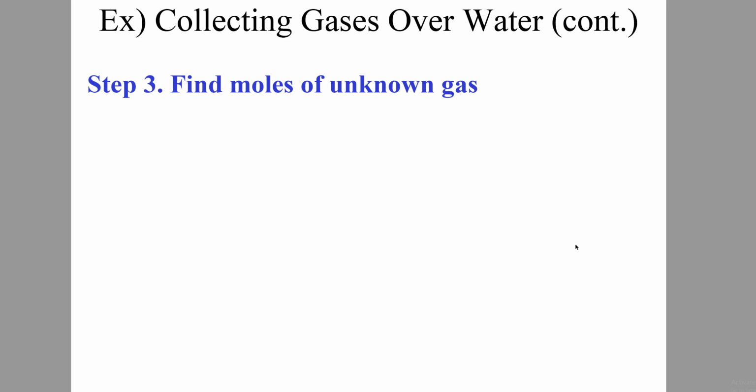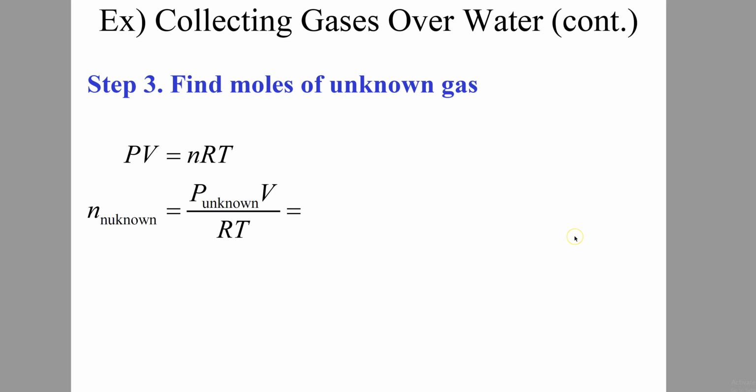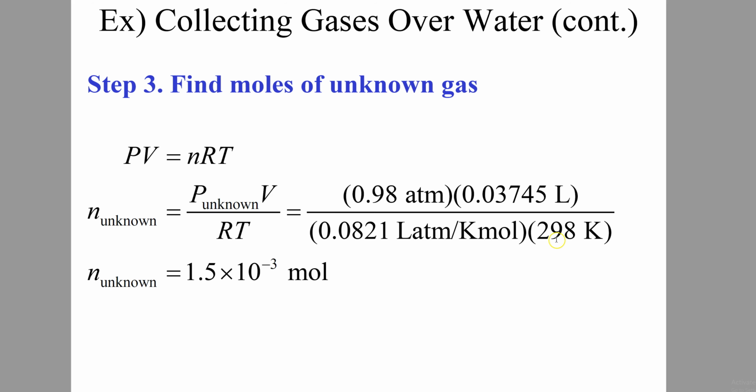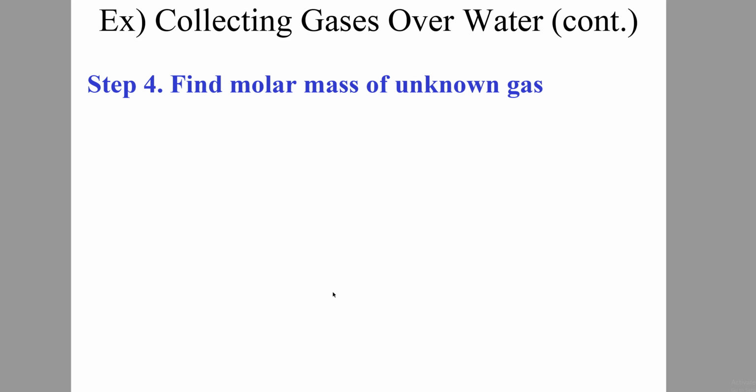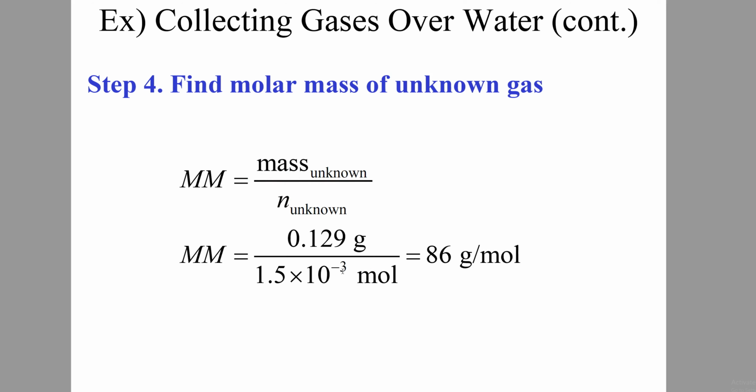Next, you want to find the moles of the unknown gas. Given the pressure of our unknown gas, the volume, R, and the temperature, we can figure out how many moles we have, which is 1.5 times 10 to the negative 3 moles. Then we can find the molar mass of the unknown gas by dividing the mass of our unknown, 0.129 grams that we had earlier, by the moles of the unknown. The molar mass is 86 grams per mole. And so we can identify exactly what type of gas we got.